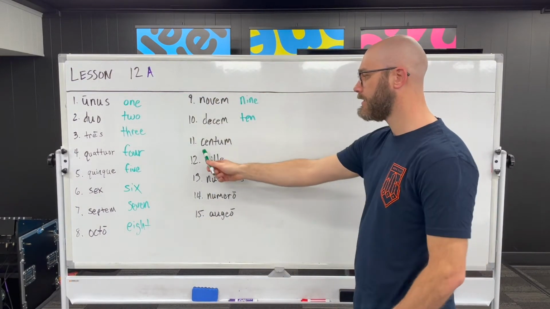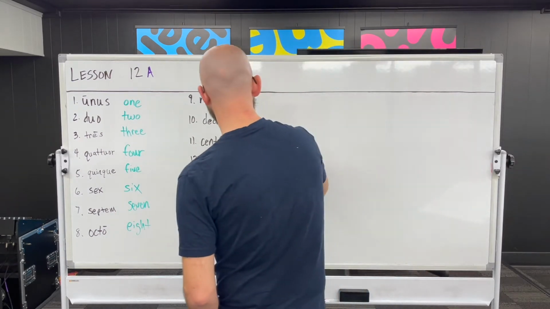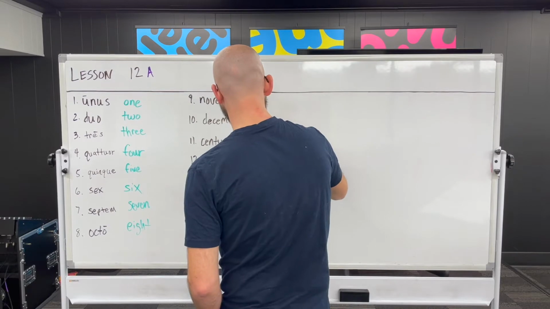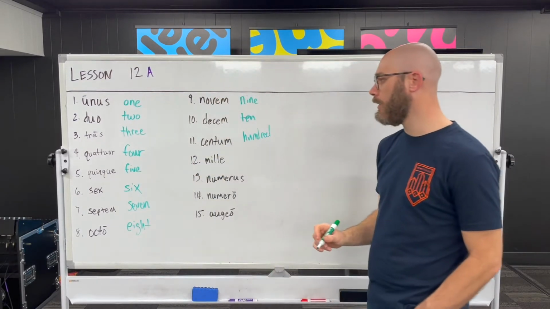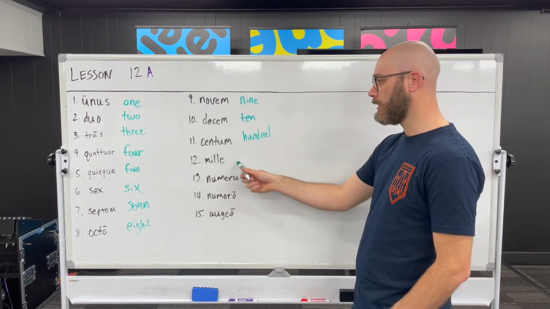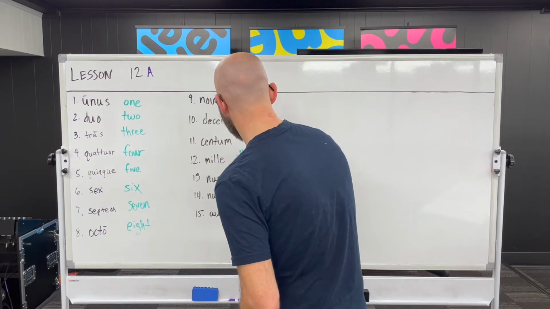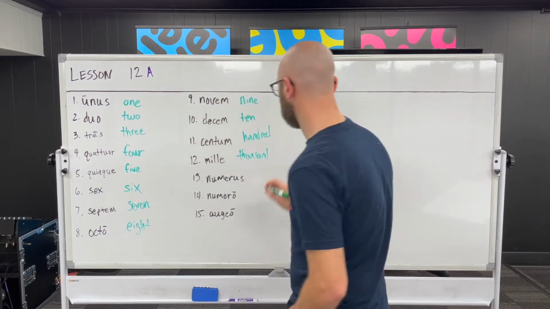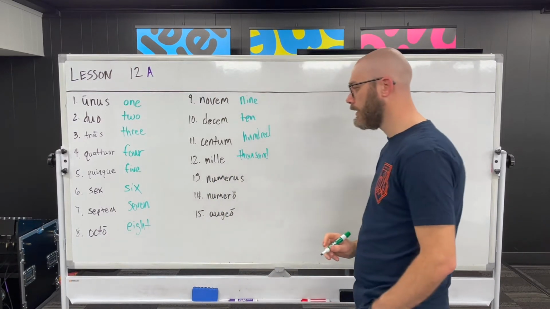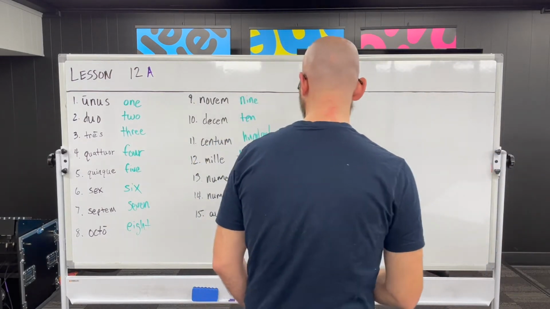Number 11, we have a C again. Centum. Centum means 100. So we've jumped from the number 10 all the way up to the number 100. Centum means 100. 100 means centum. We're going to jump again. This is the word mille. Mille means 1,000. 1,000 is mille.